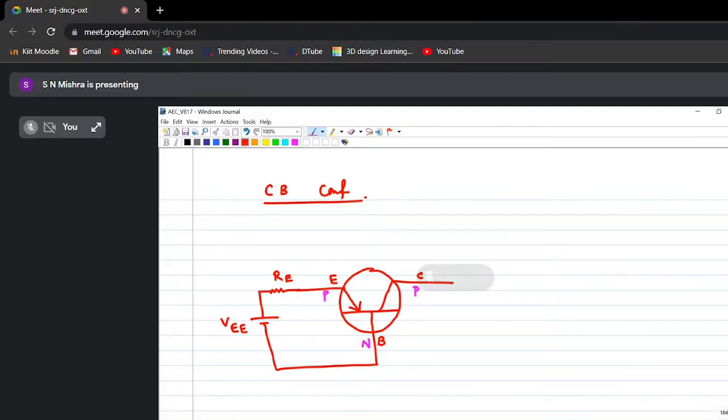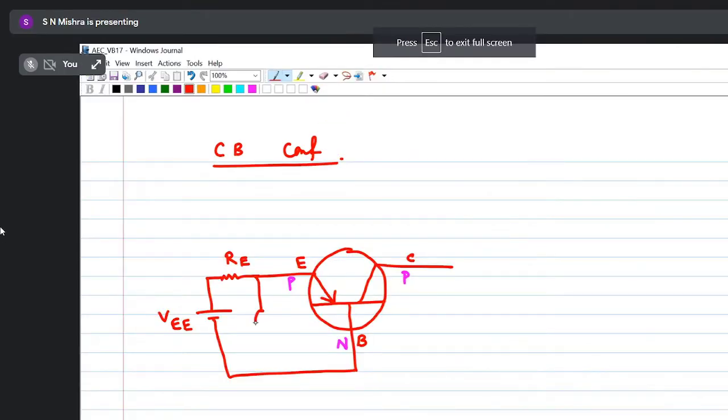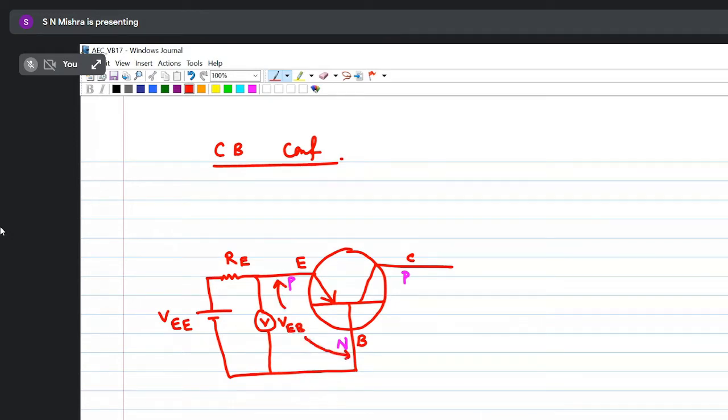Okay. To measure the potential between emitter and base, let us connect one voltmeter, and the name is VEB, which will be between this emitter and base. And if you want to measure the current, you can connect one ammeter here to measure the corresponding current, how much current is flowing. This is your emitter current IE.